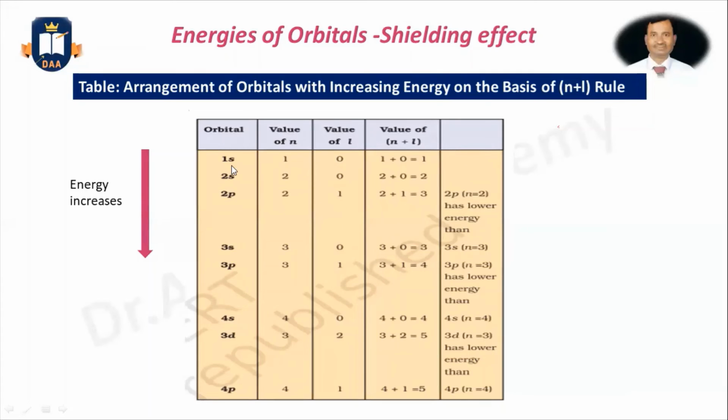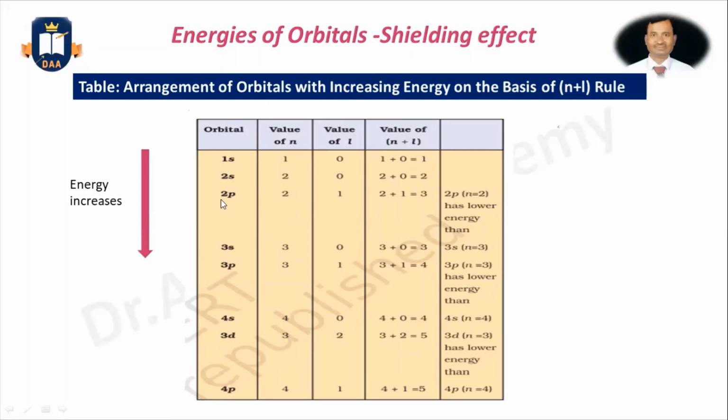Then the energy will increase for 2s. How? Again, by the n plus l rule. For 2s, 2 is the principal quantum number n, and for s the azimuthal quantum number l is always 0. If you add these two values, the result is 2. That means n plus l is equal to 2, which is more than 1. So 1s has less energy, and comparatively 2s has more energy.